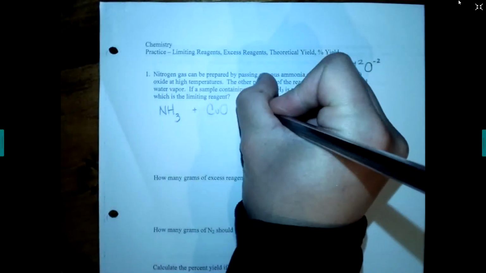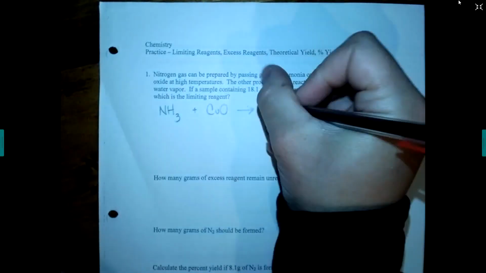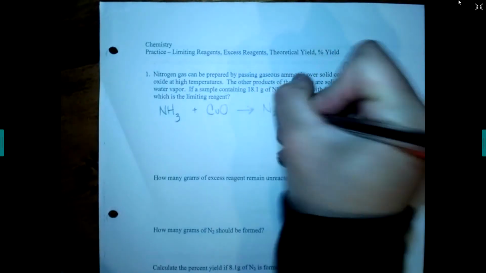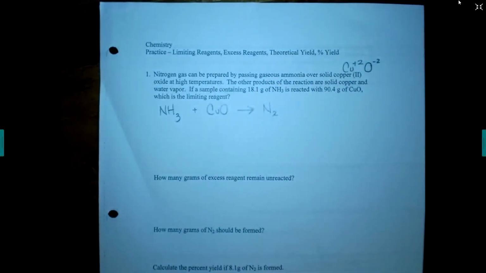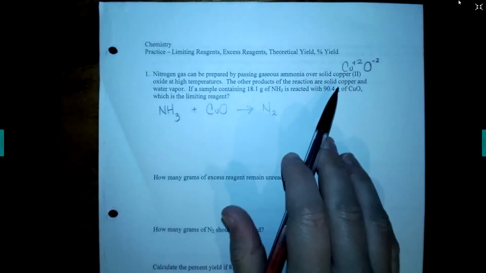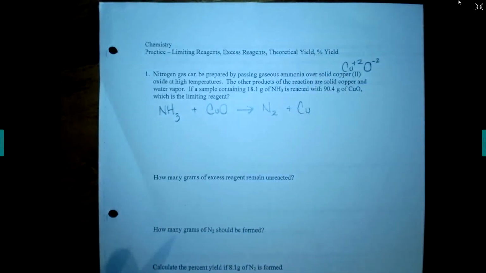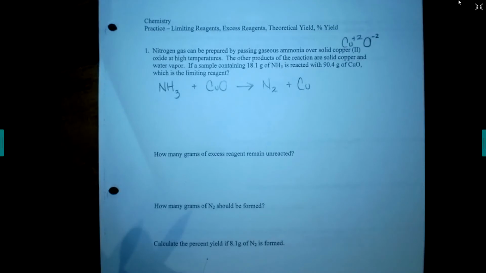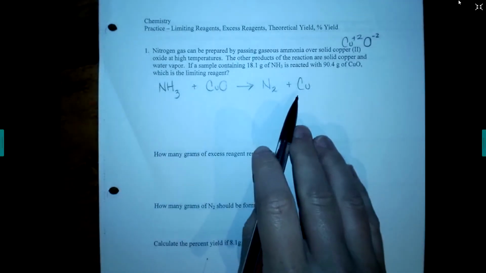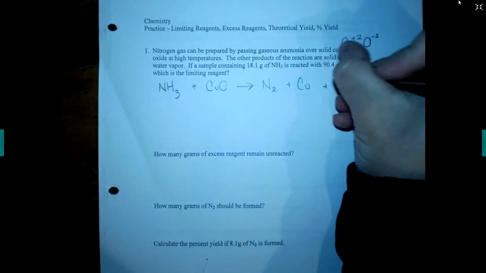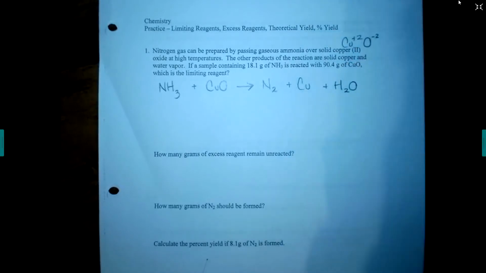So those are my reactants. I already know that the first product is nitrogen gas. Don't forget that nitrogen is a diatomic molecule, so when you write nitrogen, you've got to make sure to write a subscript of 2 next to it. And then the other products of the reaction are solid copper. And remember, copper by itself is fine. We can just leave it. And then water vapor, so just H2O.